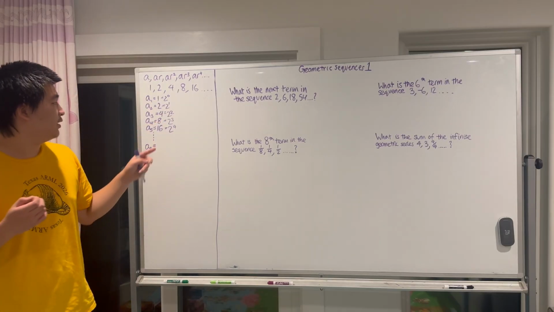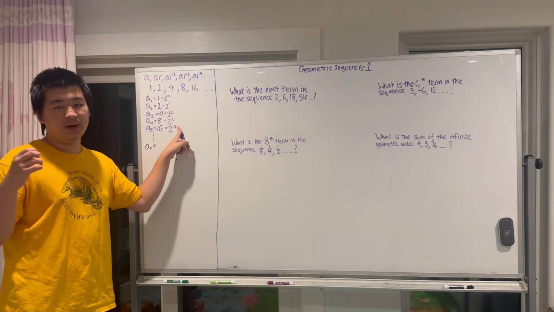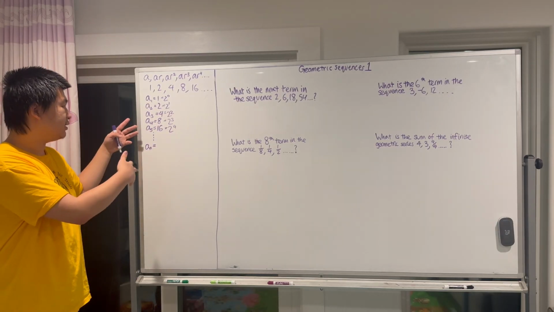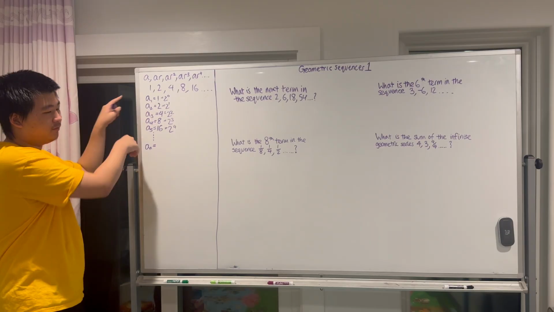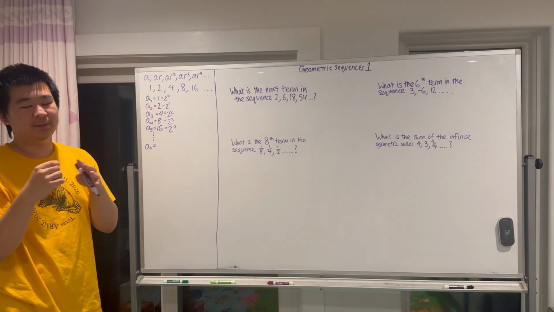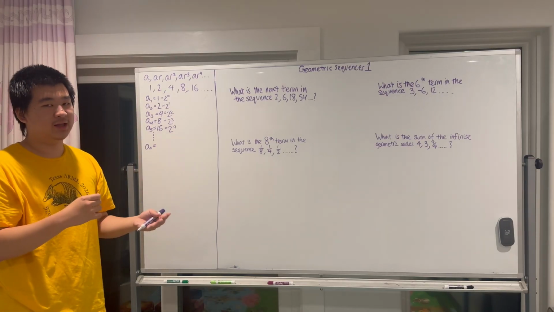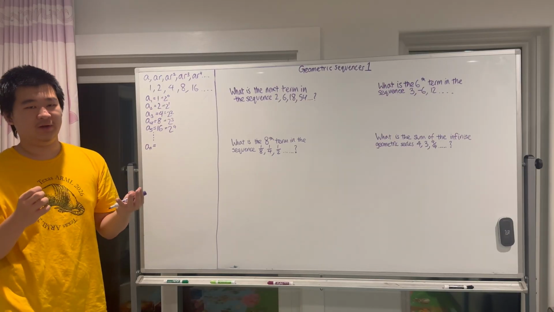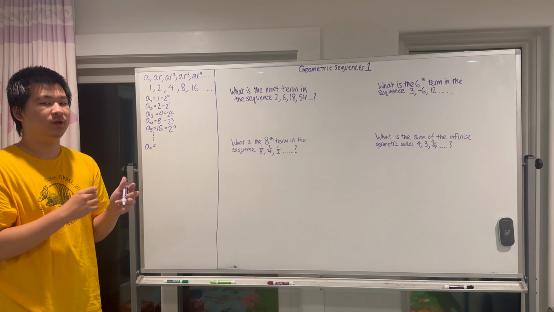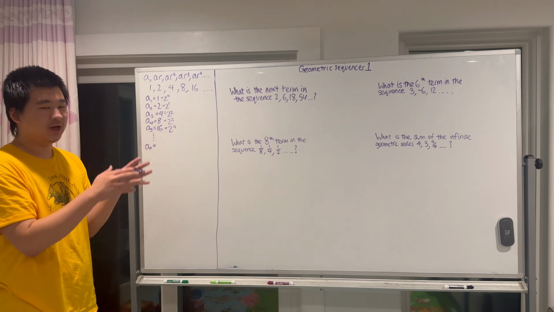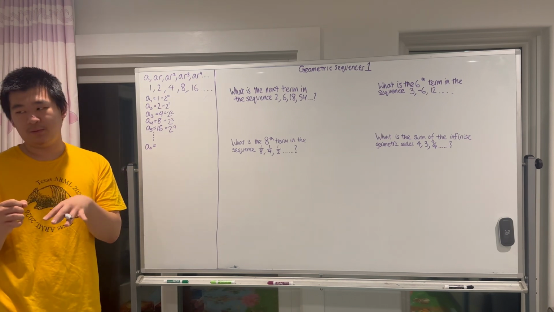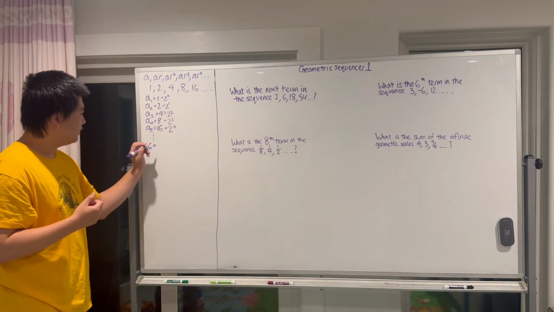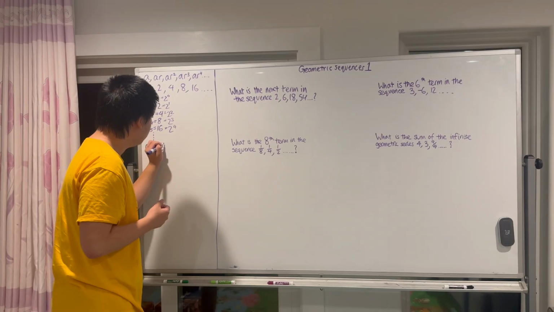I noticed that the power that we raise 2 to is always 1 less than the index of the sequence. So for example, the 5th term is 2 to the power of 4, and so we can infer that the 6th term would be 2 to the power of 5, the 10th term would be 2 to the power of 9, the 100th term would be 2 to the power of 99. Always 2 to the power of n minus 1, where we are trying to find the nth term. So we can suppose that this is the formula.